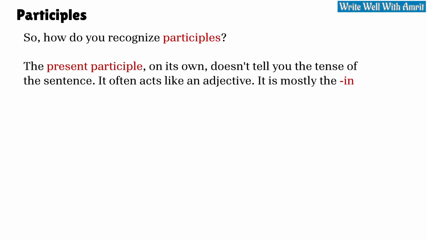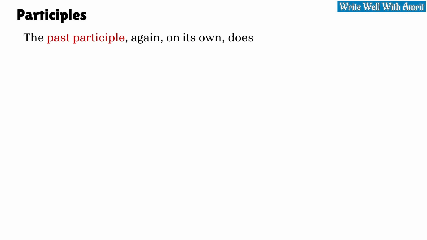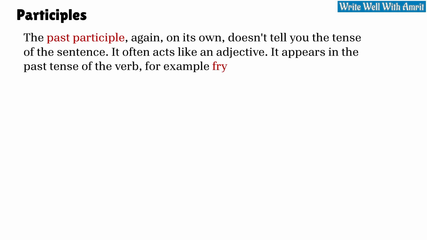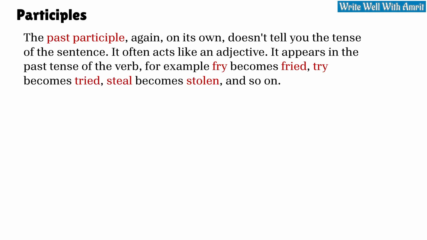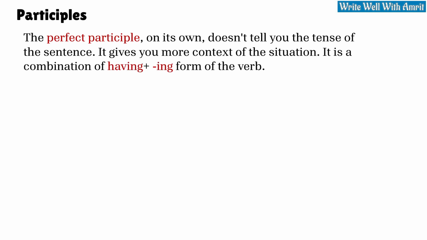The present participle on its own doesn't tell you the tense of the sentence. It often acts like an adjective. It is mostly the ing form of the verb and it never appears after is, was, are, have and other such time-sensitive verbs. The past participle, again, on its own, doesn't tell you the tense of the sentence. It often acts like an adjective. It appears in the past form of the verb. For example, fry becomes fried, try becomes tried, steal becomes stolen, and so on. The perfect participle, on its own, doesn't tell you the tense of the sentence. It gives you more context of the situation. It is a combination of having and the ing form of the verb.